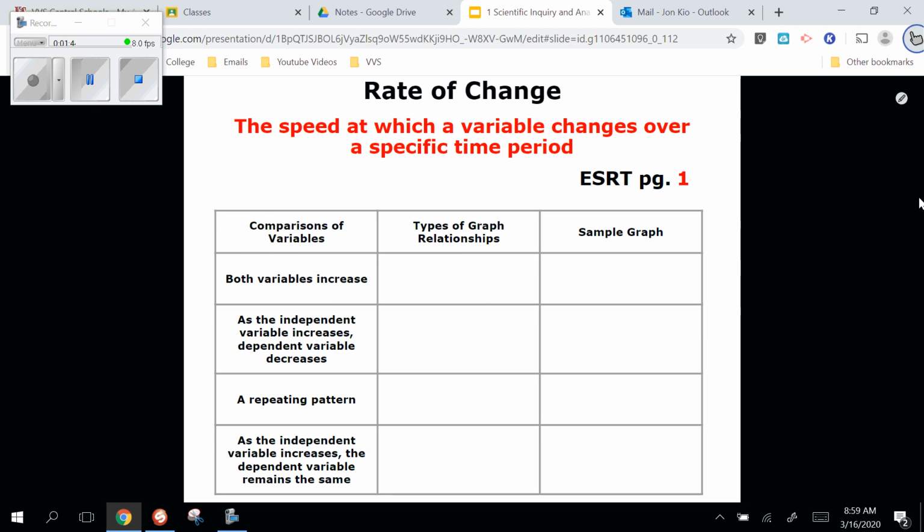All right, rate of change: the speed at which a variable changes over a specific time period. We talked about four main types of graphs that we did see in here. One, we got both variables increasing. That is a direct relationship. Whenever you have a direct relationship, your graph is going to have a positive slope. In other words, as x increases, so does y. Okay? Direct relationship.